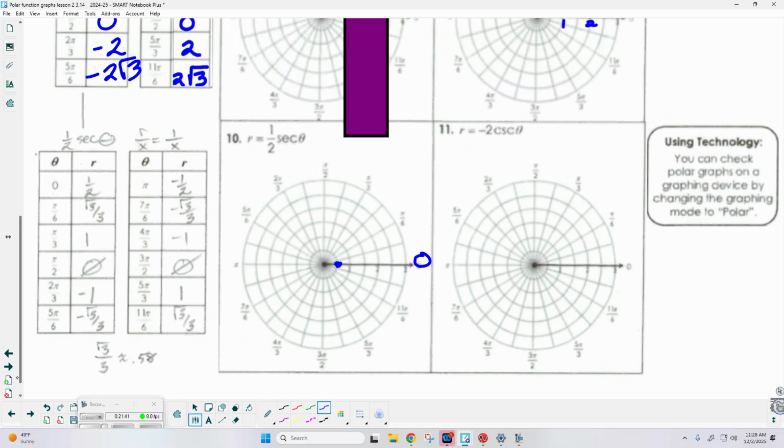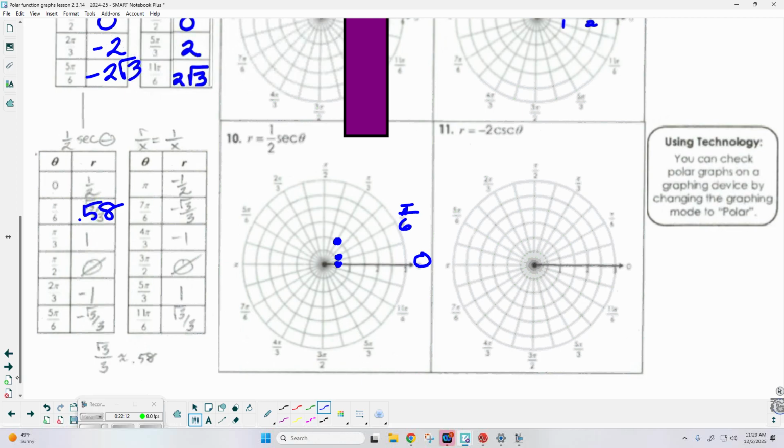Now let's go ahead and plug in pi over 6, square root of 3 over 3. And we know that this approximation is 0.58. So at pi over 6, we're just going to go slightly past that 1/2 mark right there. Okay. And then at pi over 3, I've got 1. So that would be right here, the second circle. We didn't get anything at pi over 2. 2 pi over 3 gave me -1.